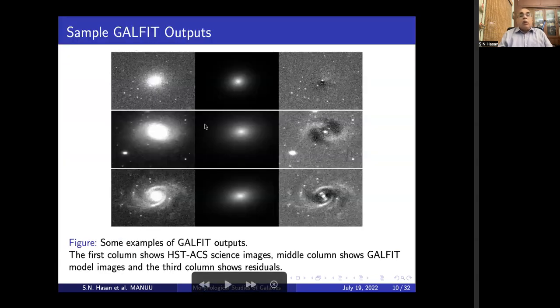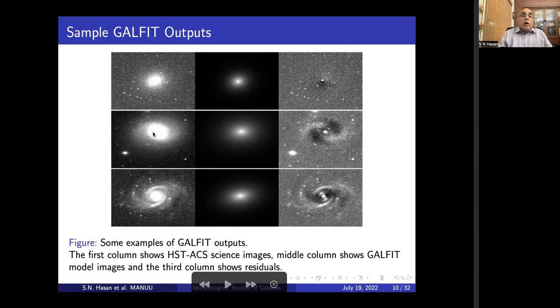Here's a sample output. On the left, we see the science images. The center ones are the models which GALFIT fits, and on the right we have the residuals. If you subtract the model from the science image, you get the residuals. And what we notice here is that if the residue is almost empty, it indicates that the model we have fit is a good model.